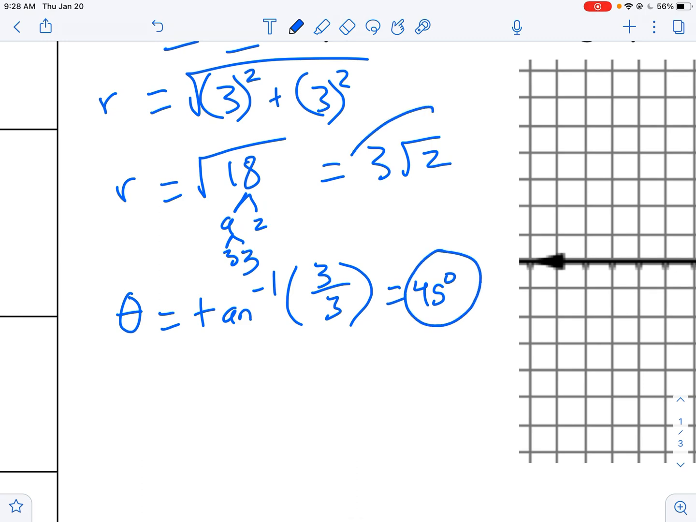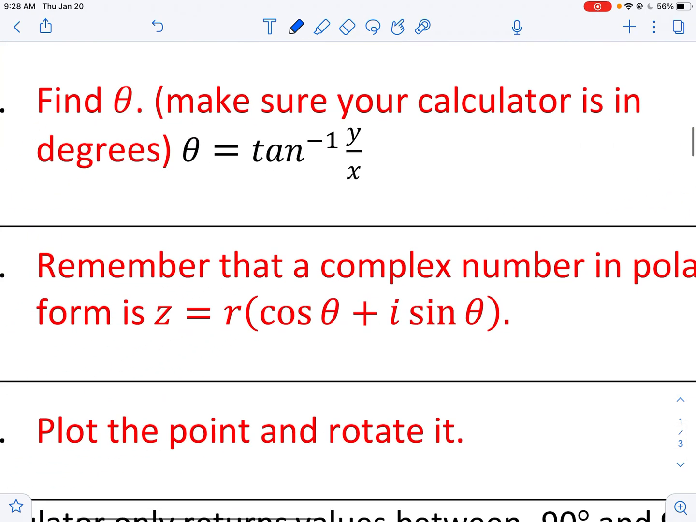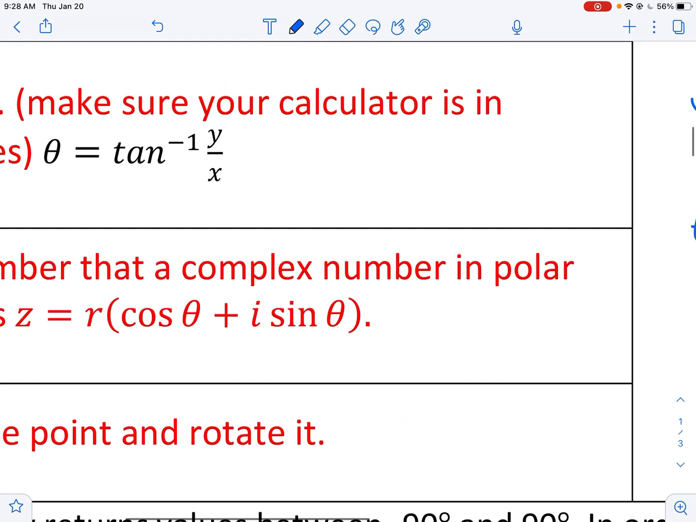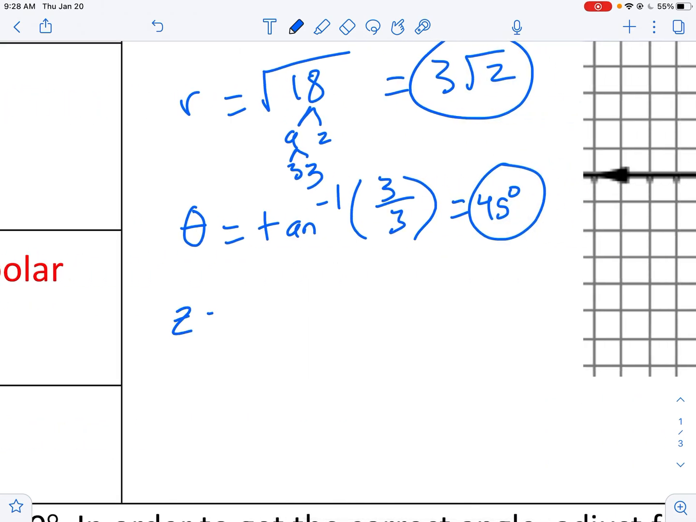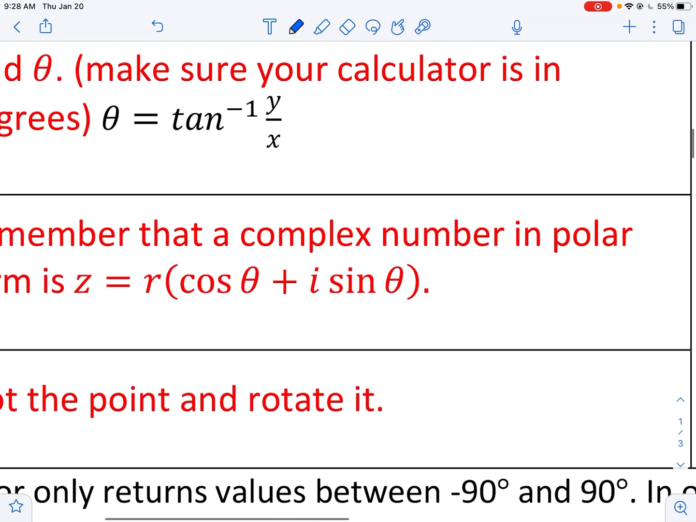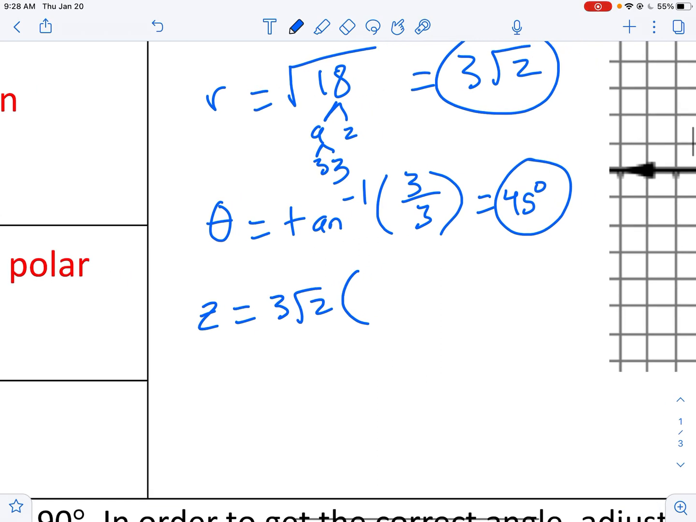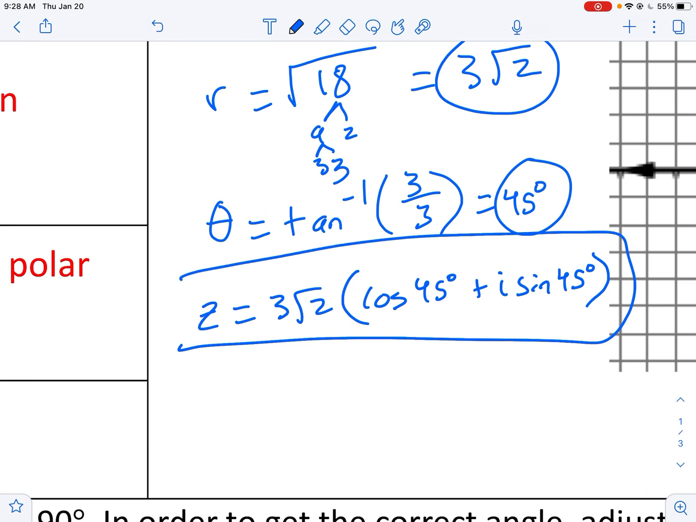We got our two pieces, the angle and the radius or the modulus, and now we're going to write it in this form. You're just going to put z equals r, which is 3 root 2, and then in parentheses, cosine theta plus i sine theta. So cosine of 45 degrees plus i sine of 45 degrees. Yeah, that's it. That's the whole thing in polar coordinates for this complex number. I know it's a little bit different format than we had yesterday, but it has the same pieces. It has r, and it has our theta in there twice.